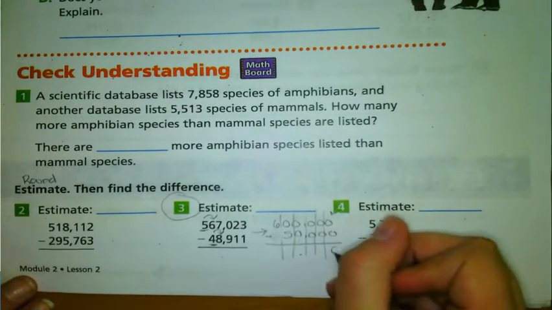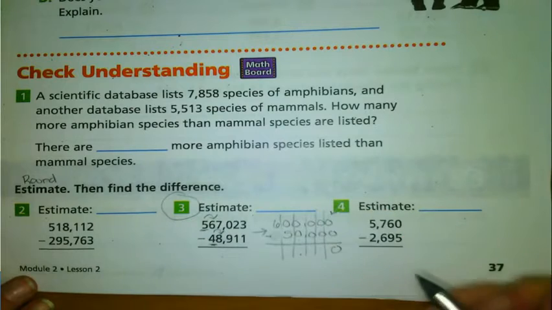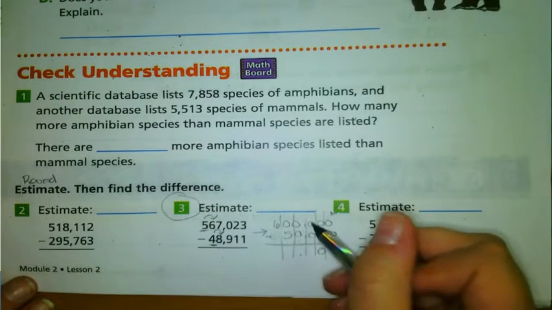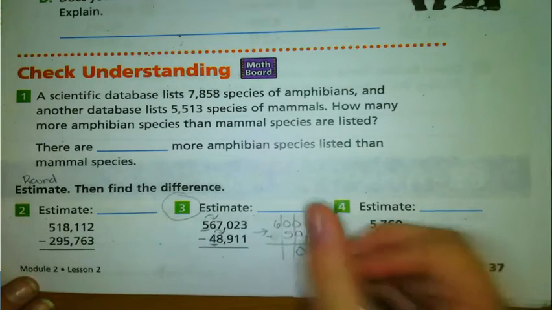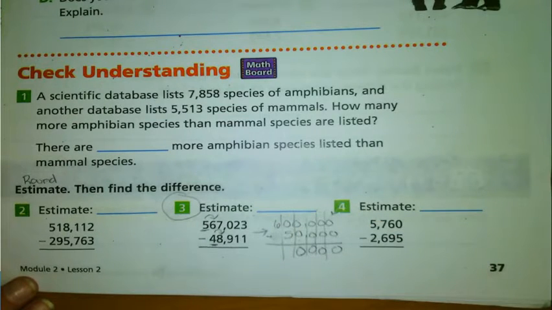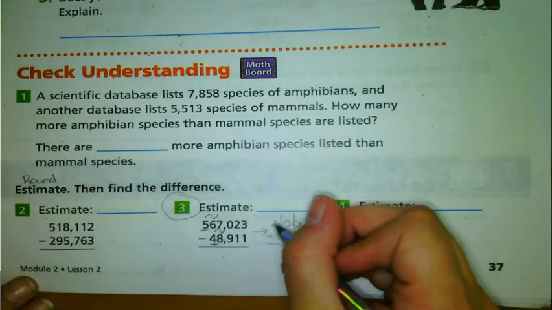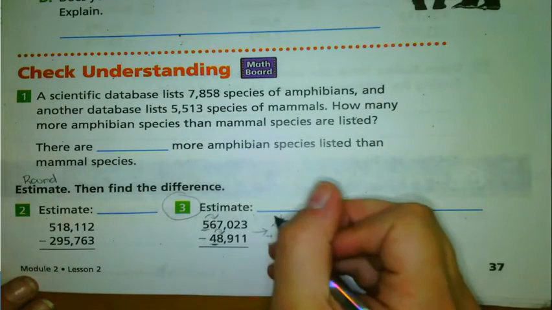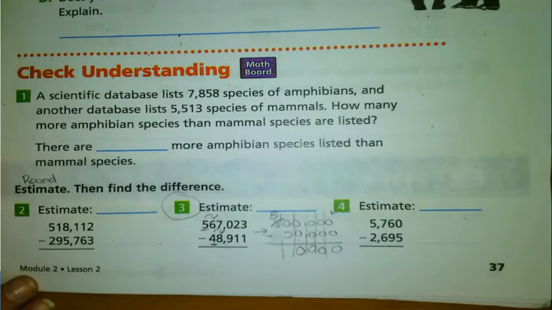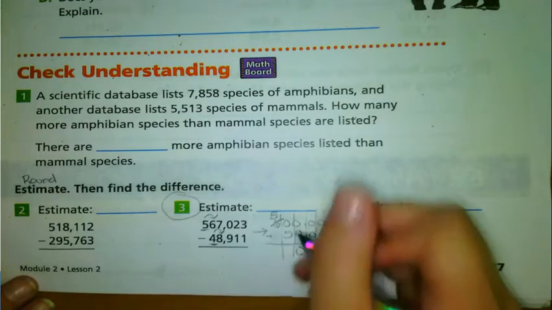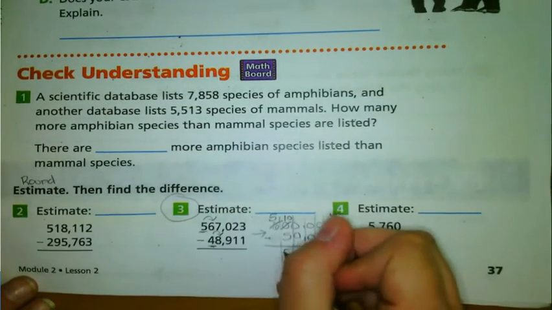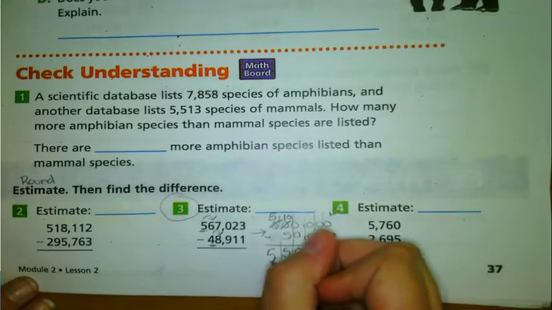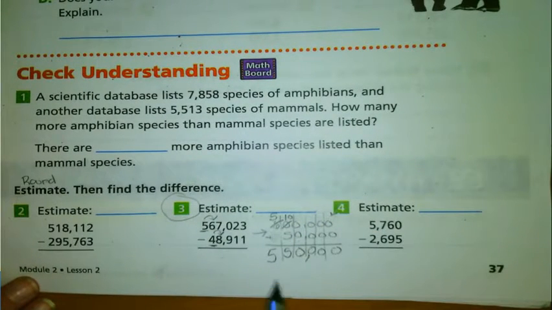0 minus 0, 0. 0 minus 0, 0. 0 minus 0, 0. 0 minus 5, they should know, oh, I can't do that. So we go next door and we get 10 more. We cross off our 6 and we make it 1 less, and we bring 10 more over. So instead of a 0, that becomes a 10. 10 minus 5 is 5. 5 minus nothing is 5. So our estimate is 550,000.